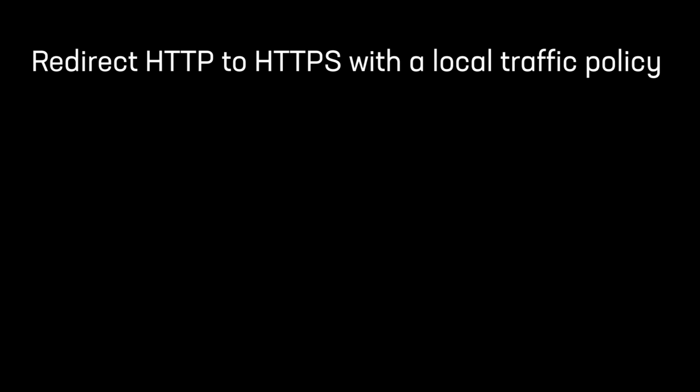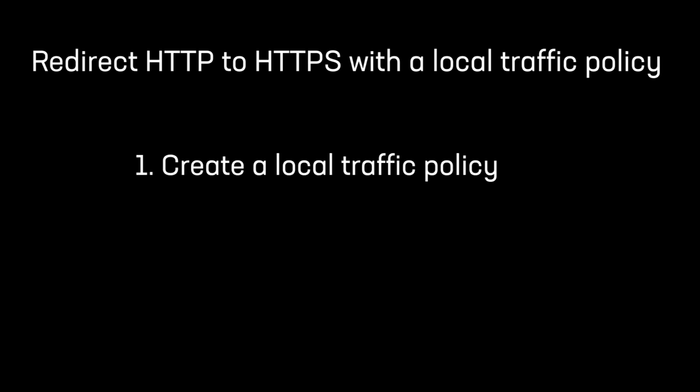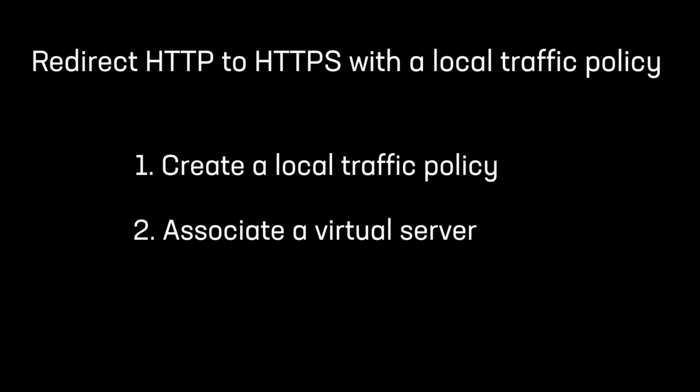To configure the BIG-IP local traffic policy to redirect HTTP requests to HTTPS, you first create a local traffic policy that includes a rule to detect incoming HTTP requests and redirect them to an HTTPS server. You then associate the local traffic policy with the appropriate HTTP virtual server on the BIG-IP system. Certain policy actions support Tool Command Language, or TCL, command substitutions, which provide flexibility when you configure policies.